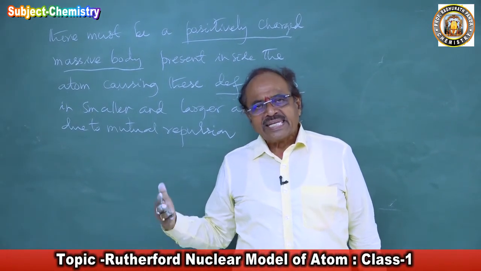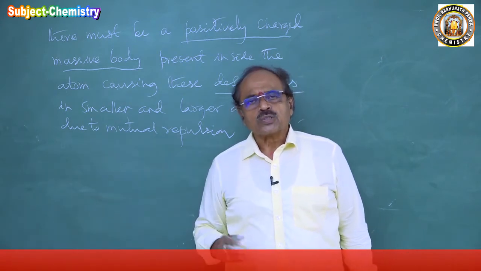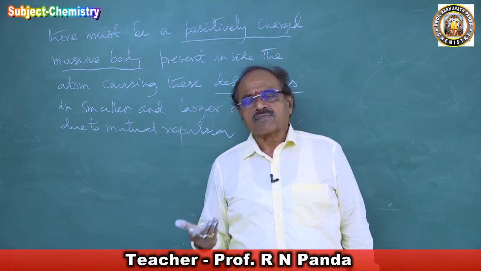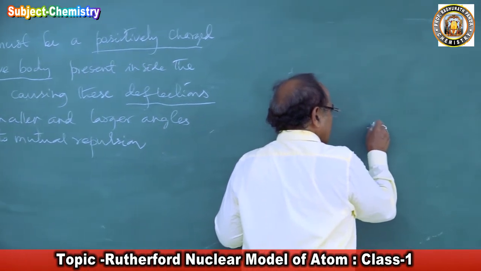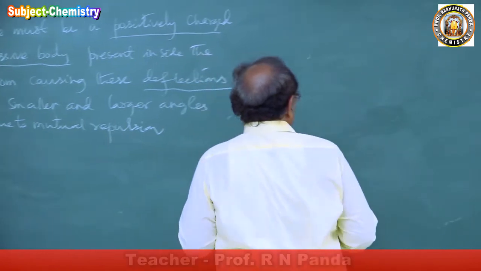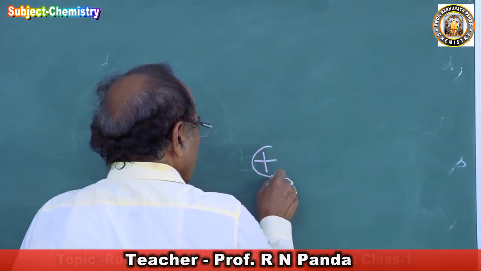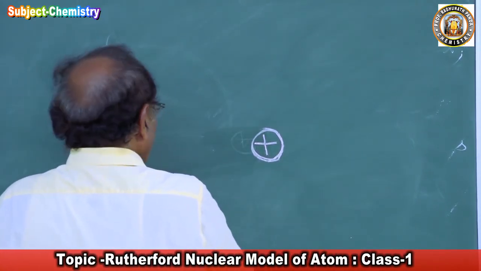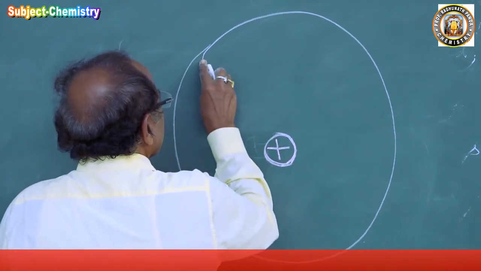Those who come nearer to the positively charged massive body, the angle of deflection is more. Those who are at a distance from the positively charged massive body, the angle of deflection is less. So he concludes, so he says what? There is a positively charged massive body inside the atom. And all around the atom there is a large hollow space, he says.